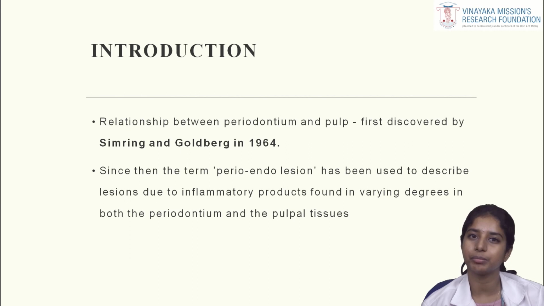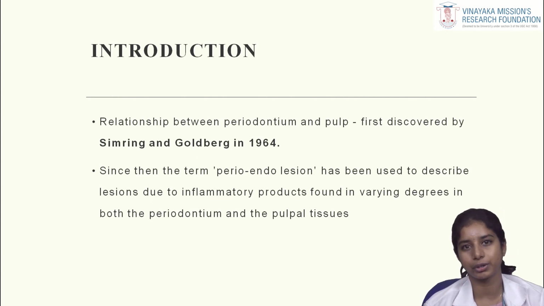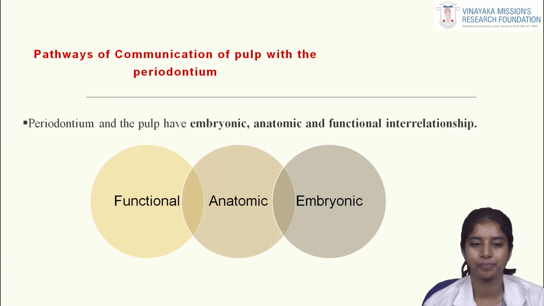The relationship between periodontium and pulp was first discovered by Simring and Goldberg in the year 1964, and since then the term endoperio lesion has been used to describe the lesions which are due to inflammatory products that are found in varying degrees in both the periodontium and the pulpal tissues. Then coming to the pathways of the connection between the pulp and the periodontium.